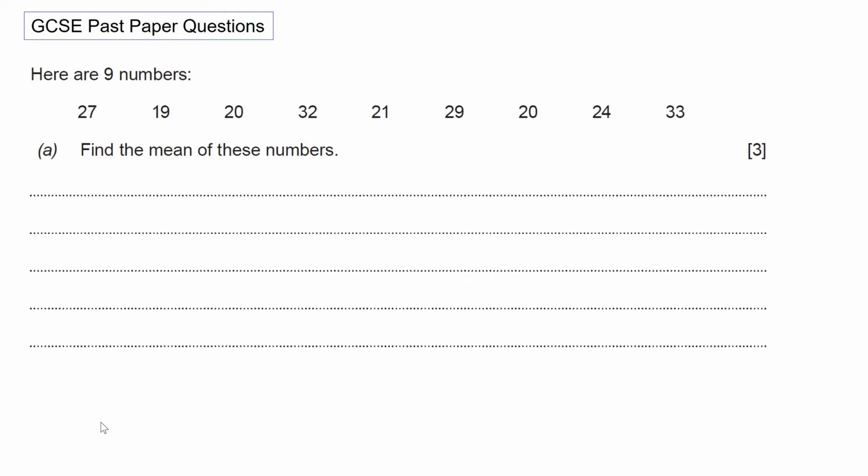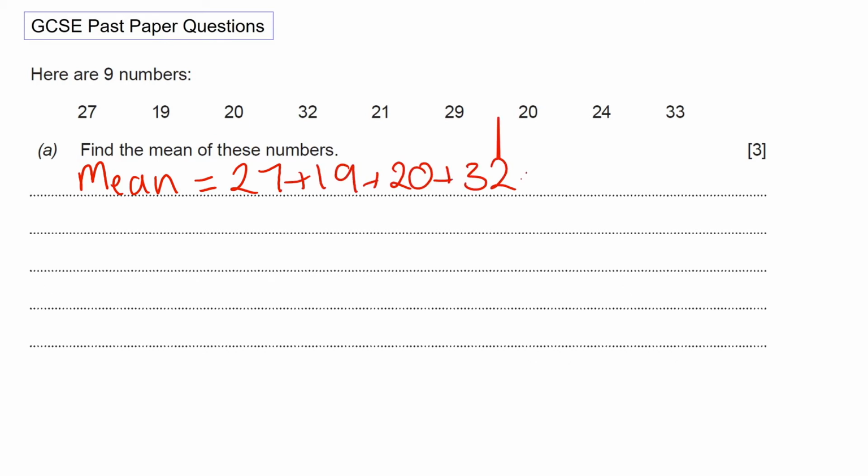Okay, let's go through the answers then. So the question says here are 9 numbers, and it wants you to find the mean of these numbers, 3 marks. So to find the mean, remember that what you need to do first is add up the numbers in the data set. So we're going to have all of these added together.